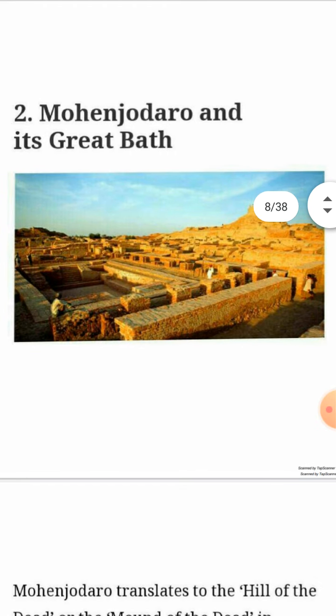Then in Mohenjo-daro they also found the Great Bath. The Great Bath is like a swimming pool. Thousands of years ago, 5,500 or 8,000 years ago, they had made this kind of swimming pool. You can see the steps to go inside the pool, and it was a very nice pool that was made. So next, let us see what it is.